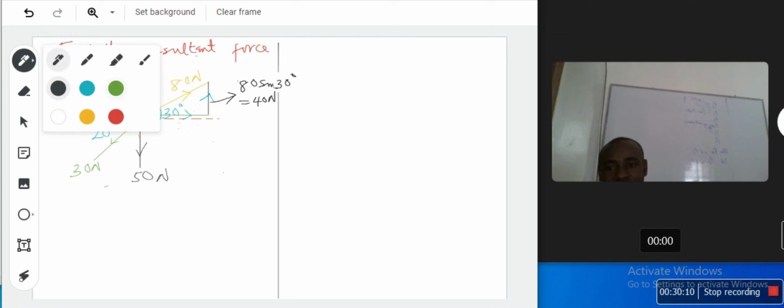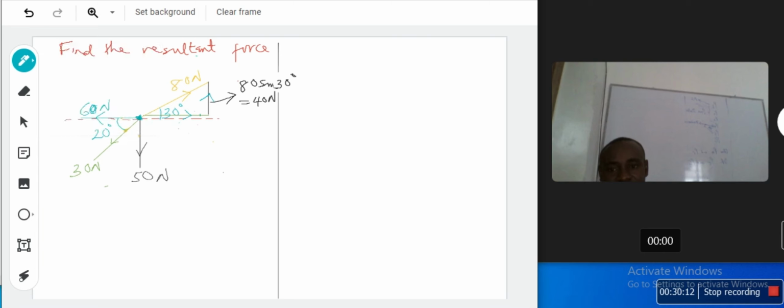Let's get the horizontal component. What's the value? 80 cos 30, is it not? Are we all following? What's the value? 69.28. So 69.3.